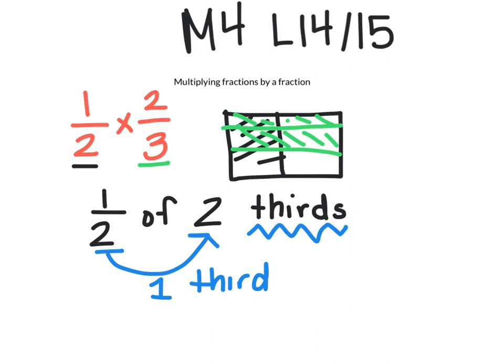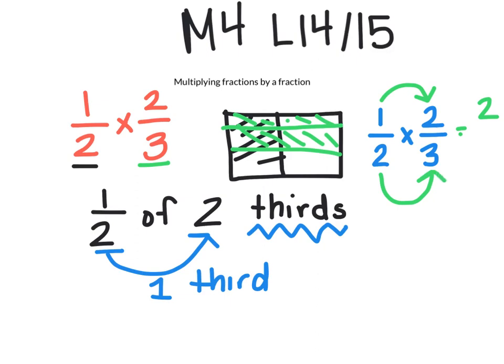There's one more way, though, we can solve this. The other way we can solve this is by multiplying across. So we, again, have 1/2 times 2/3. And we can say 1 times 2 is 2, and 2 times 3 is 6. But that's not in the simplest form. So what we're going to do is try it one more time.